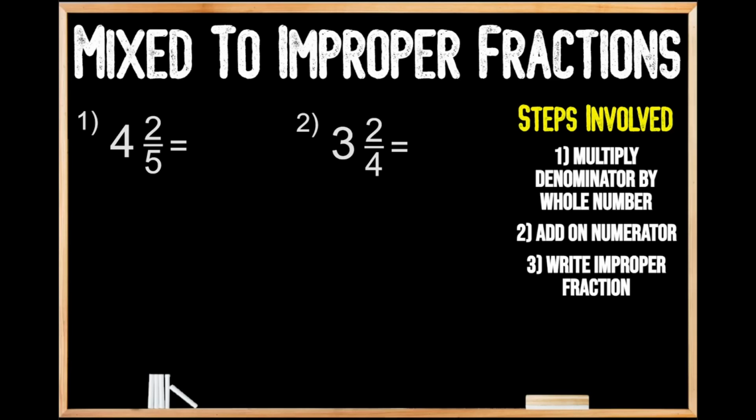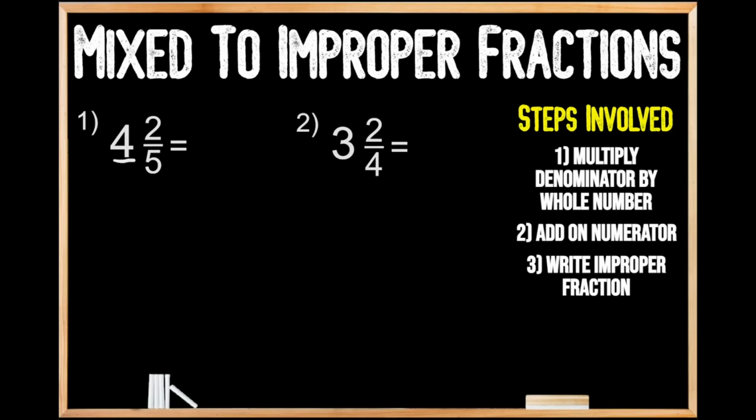So in question number 1, we're being asked to convert the mixed number 4 and 2/5 into an improper fraction. So looking over to our steps involved here on our right-hand side, we can see that our first step is to multiply the denominator by our whole number. So all of our groups here are groups of 5. So our 4 here, the whole number, represents that we have 4 equal groups of 5.